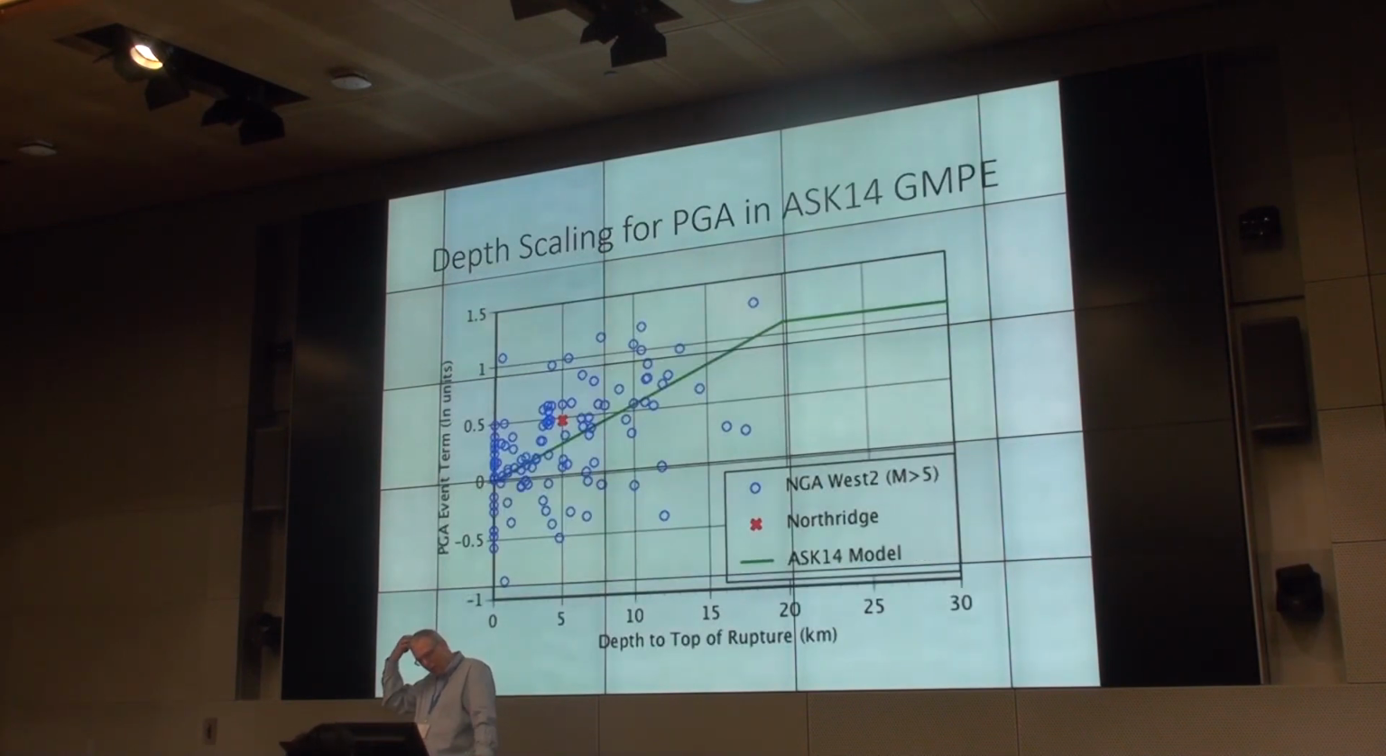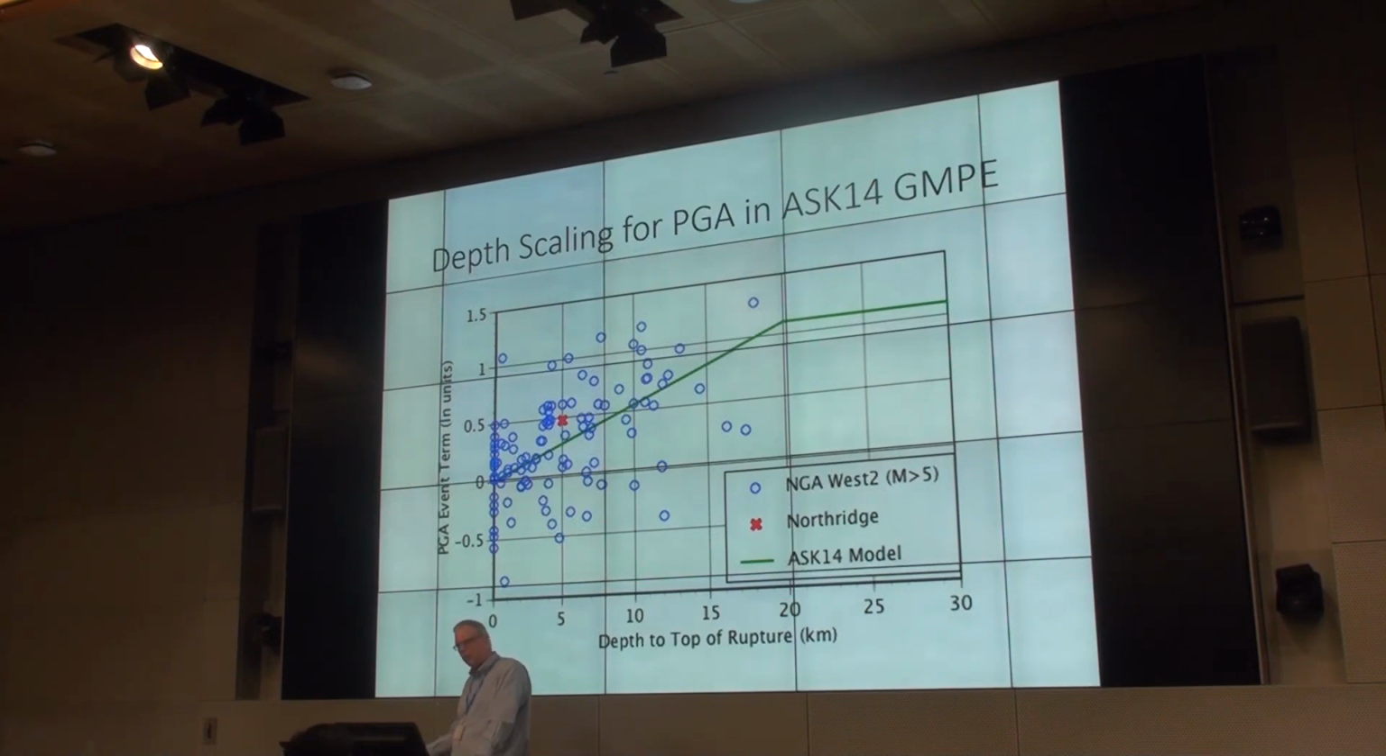If you look at how these models look now, a depth scaling term, this is typical of what we use. This is how the earthquake term would increase as you get to deeper and deeper ruptures. The Northridge event is a red circle or square put on there, so it's an above average earthquake. In our current models, we'd only account for about half of that above average ground motion due to the depth, and the other half would be something else, sort of a random behavior here.